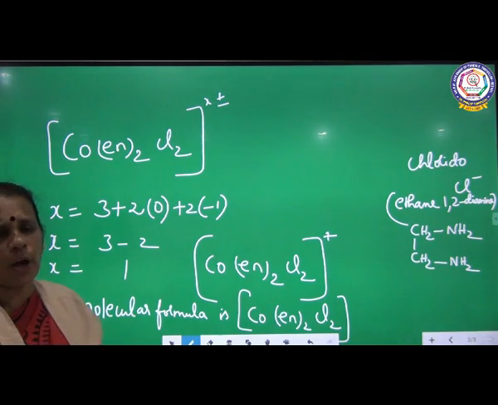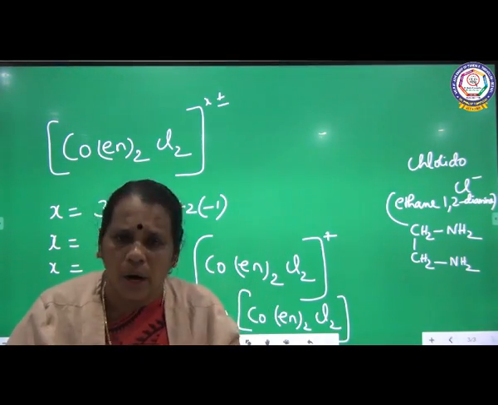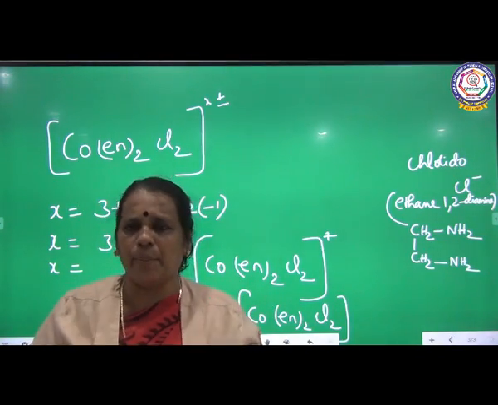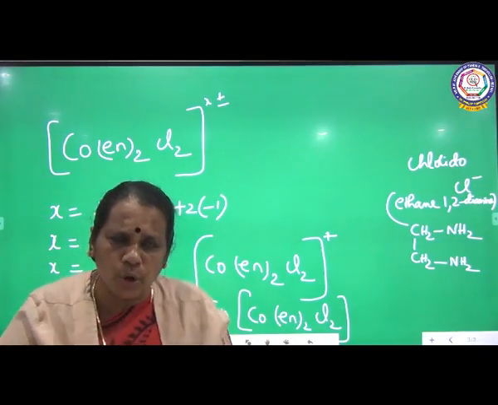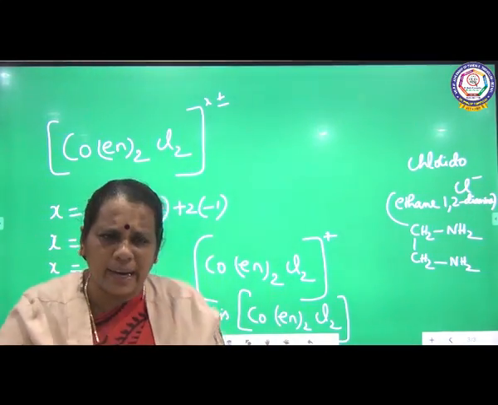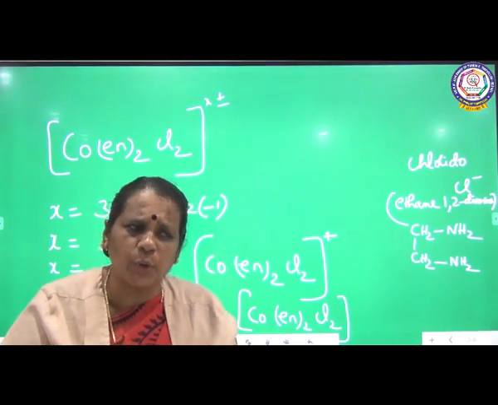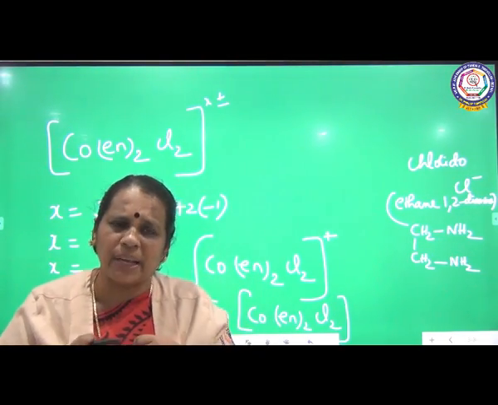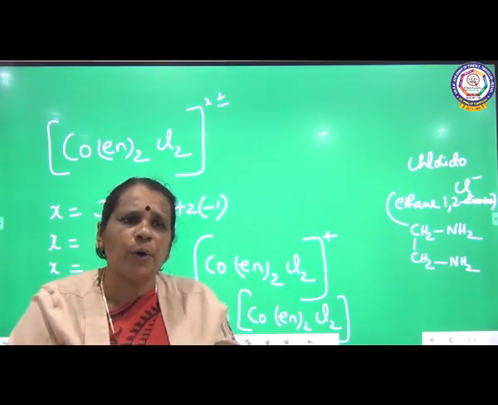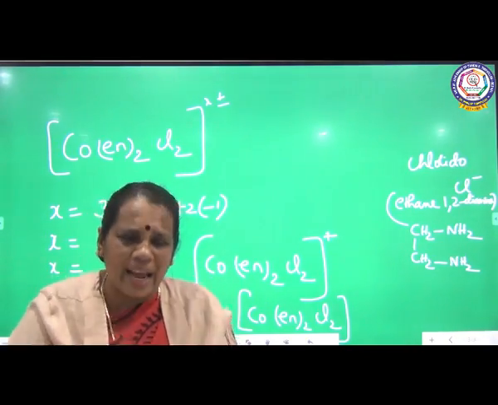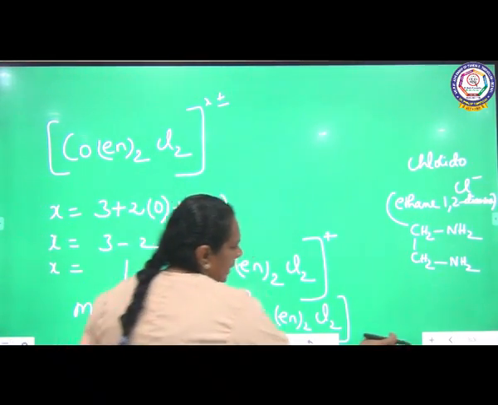Now we are going to talk about the polynuclear complex. I am going to give an example for a polynuclear complex. For example, my compound is sodium amminebromidochloridonitrito-N platinate(II). We are going to see it now.